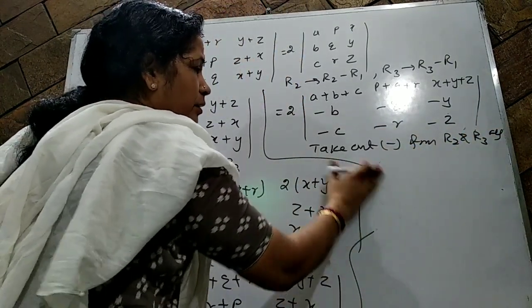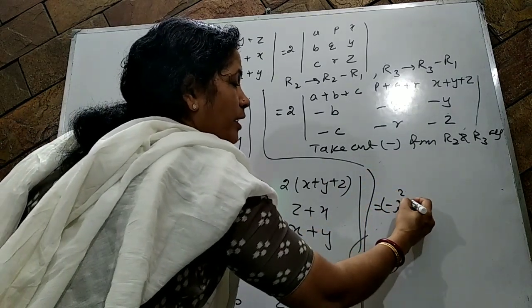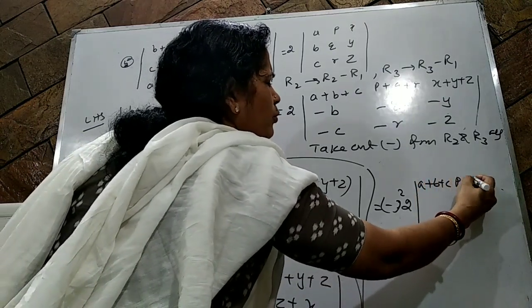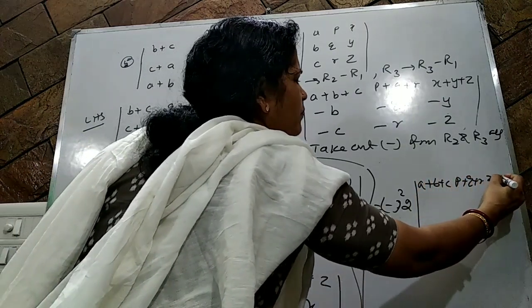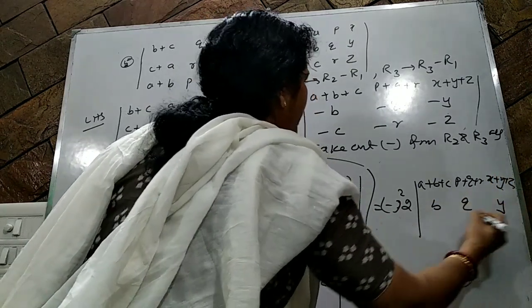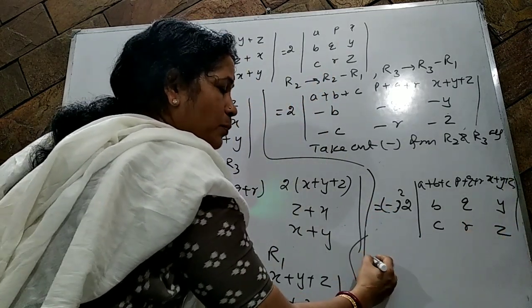So I will get minus k whole square. Automatically it becomes positive. So A plus B plus C, P plus Q plus R, and then X plus Y plus Z. And then here B, Q, Y, then C, R, Z. Okay, fine. Minus k square becomes positive.